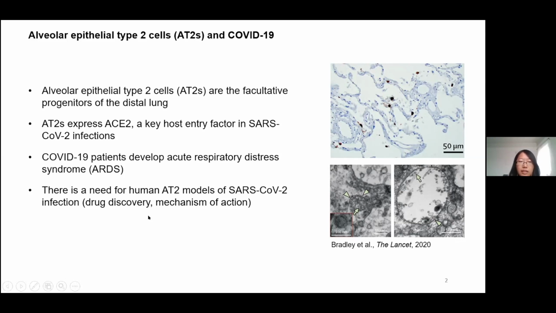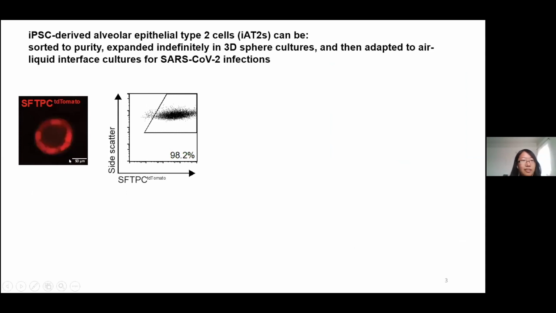So with that, there is a need for human type 2 cell models of SARS-CoV-2 infection, importantly also for drug discovery and to look at mechanisms of action of how SARS-CoV-2 actually infects type 2 pneumocytes. So this is where our iPS cell-derived type 2 cell model comes in. As you've heard over the years and from the papers, we have iPS cell-derived alveolar epithelial type 2 cells that can be sorted to purity, as shown here by this over 90% surfactant protein C-tdTomato reporter. They can be expanded indefinitely in 3D sphere cultures and also adapted to air-liquid interface cultures.